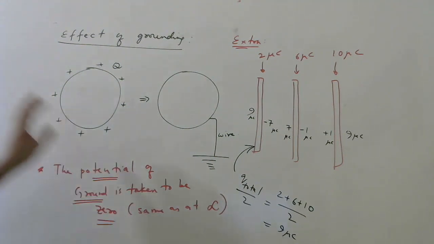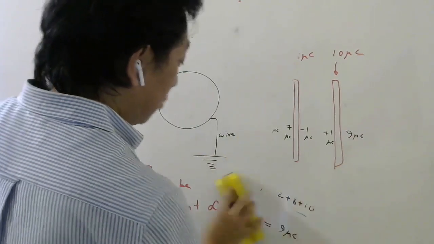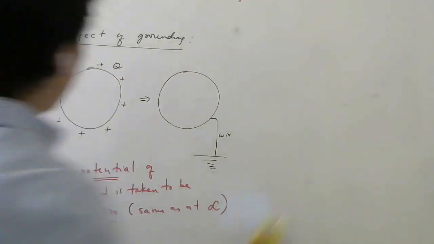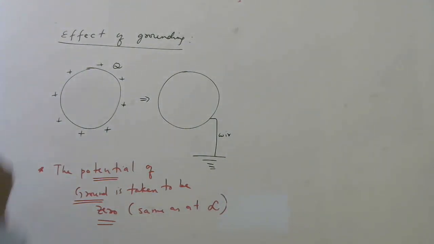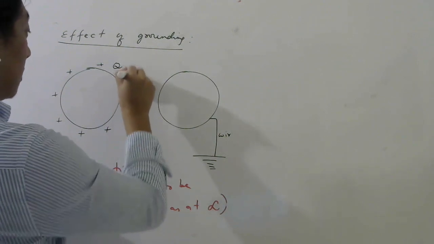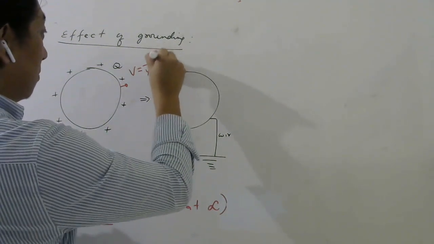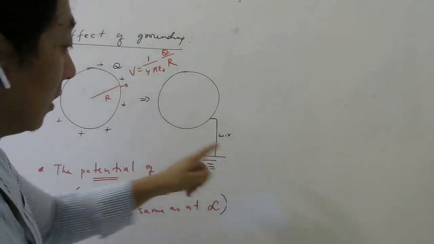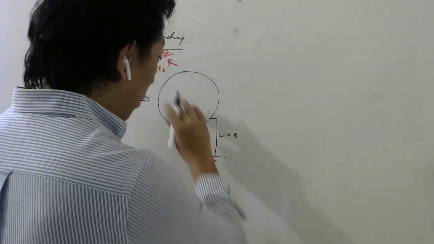So once you have accepted that ground is taken to be at 0 volt. Now you see, before, what was the potential here on the surface? On the surface, you know how to write 1 by 4 pi epsilon naught q by radius. Correct? The moment you connect this to ground, it will become also a conductor. Connected to ground means this whole thing will be now one conductor.